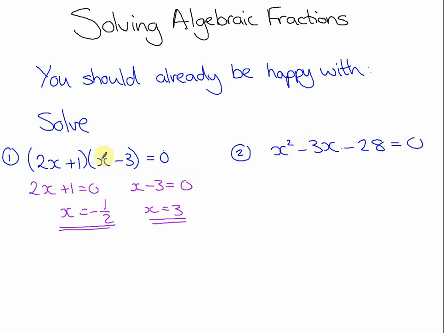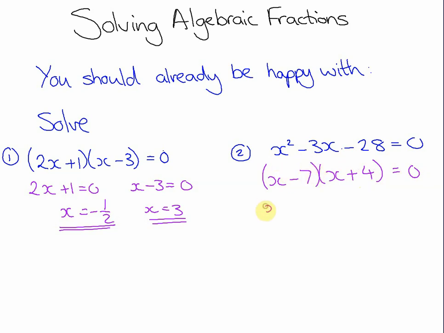Right, we're back to here. What we have to do to solve a quadratic, preferably, is factorize, but sometimes we can't factorize and we've got two other options. So if we factorize this, we get x minus 7, x plus 4 is equal to 0. So now we've turned it into a multiplication problem, dead easy.